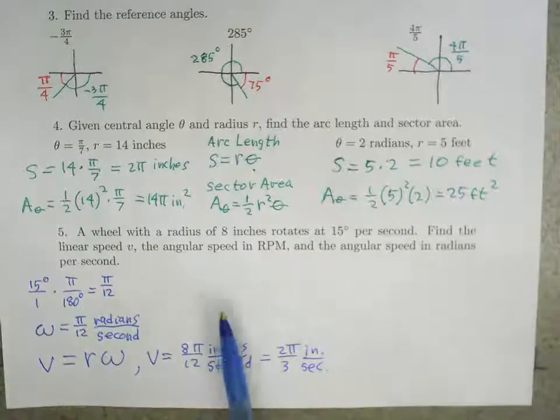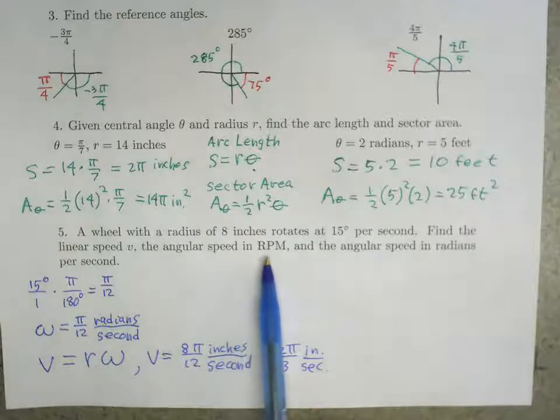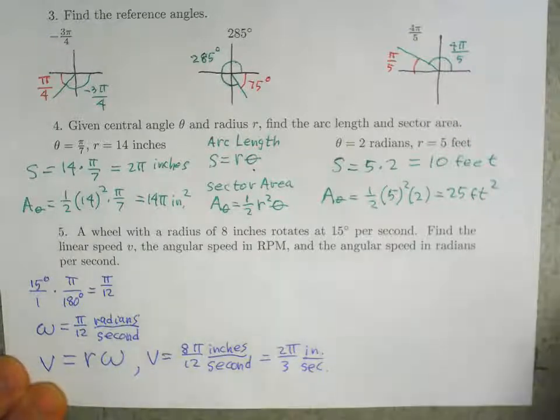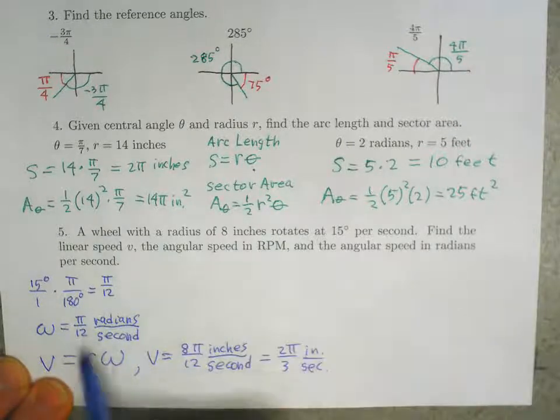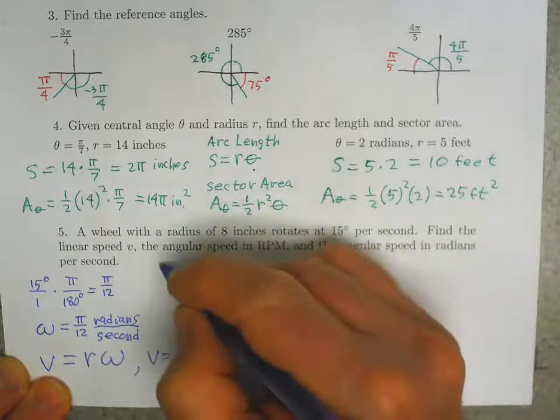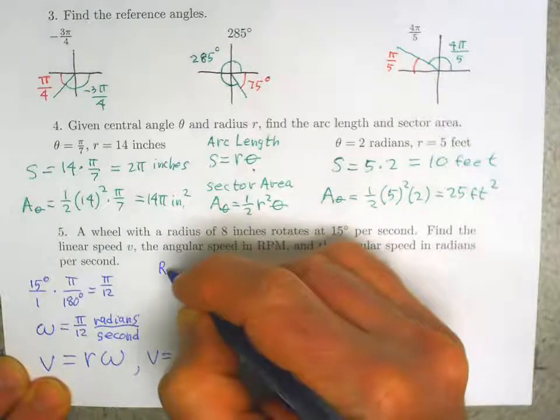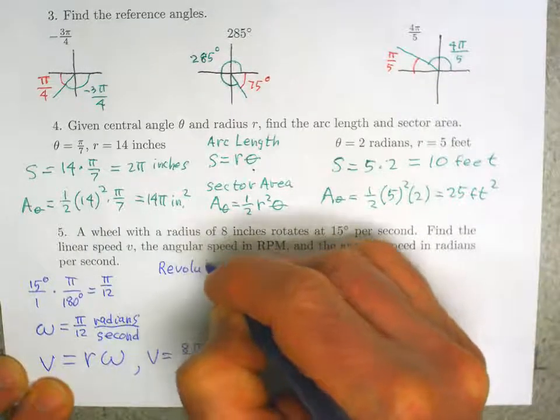Okay, now we want to find the angular speed in revolutions per minute. So to find the revolutions per second, we'll do that first. Revolutions per second.